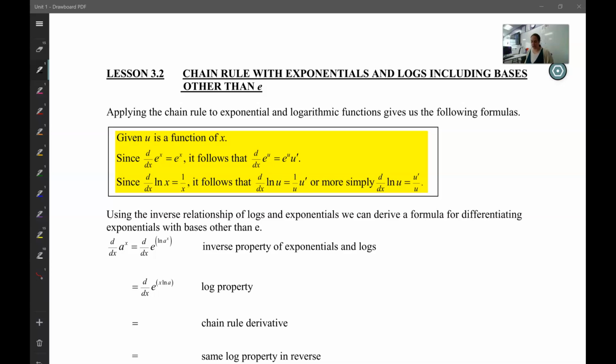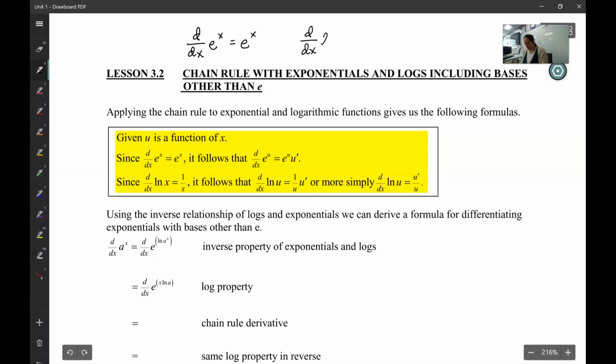Welcome to lesson 3.2, where we're going to talk a little bit more about derivatives of exponentials and logarithms. So before we get started, let's review what we know so far. We know that the derivative of e to the x is e to the x. We also know that the derivative of ln of x is 1 over x. And quick review, ln of x is log base e of x. That's what ln means. It stands for the natural logarithm.